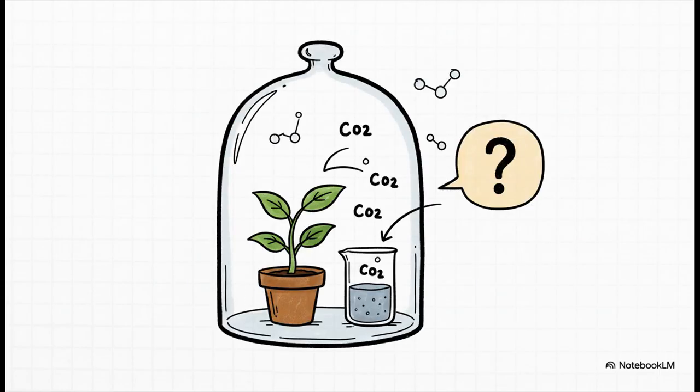And the third experiment confirms that carbon dioxide is essential. For this experiment, a plant is kept in a closed jar with a chemical that absorbs all the carbon dioxide from the air. After some time, when the leaves are tested, they show no starch. This clearly proves that carbon dioxide is the raw material from which the plant builds its food.